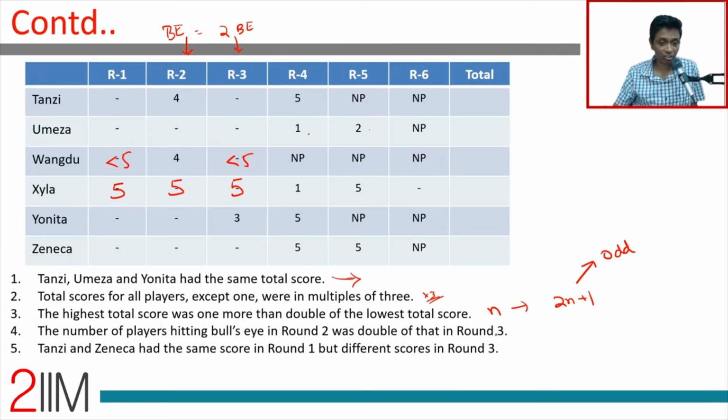Tanzi and Zeneca had the same score in round 1 but different scores in round 3. So this would be x, z and z, y and y. Different ones here. And I think all 5 constraints don't give us anything. I would have loved it if it said Yonita had scored 4 points in round 2. It would have been useful. T, U and Y had the same score.